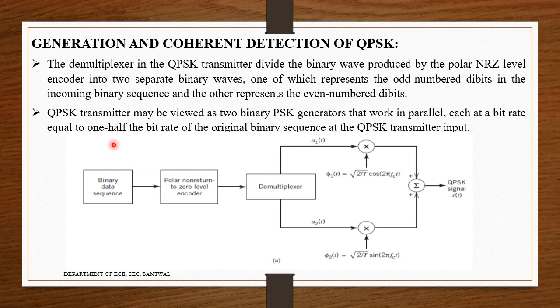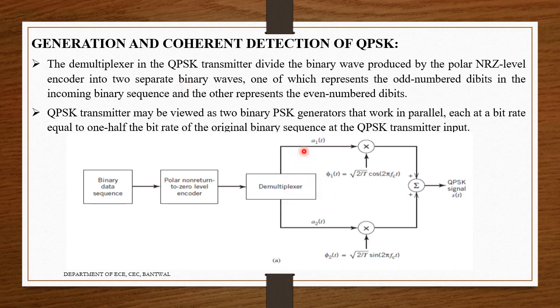As I said, 1 0 1 0 1 1 and so on will be given, and it is given to the non-return to zero level encoder, that is either plus square root of E by 2 or minus square root of E by 2. Here not Eb, here it is minus or plus square root of E by 2. Then it will be given to the demultiplexer.